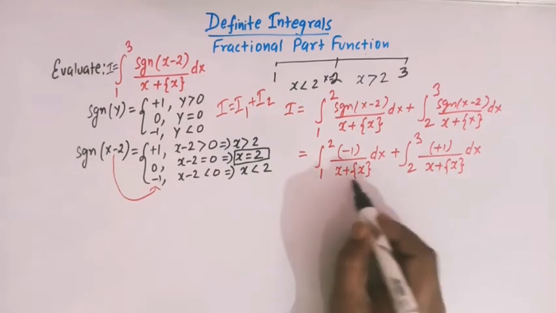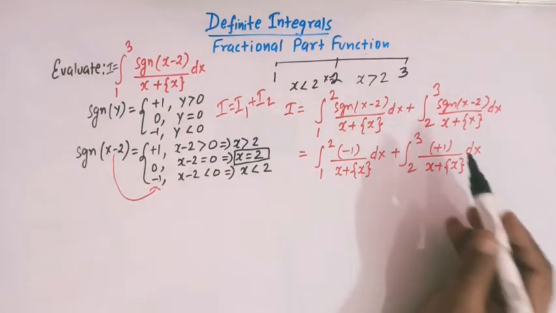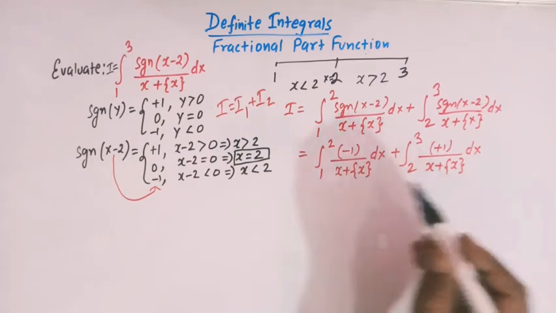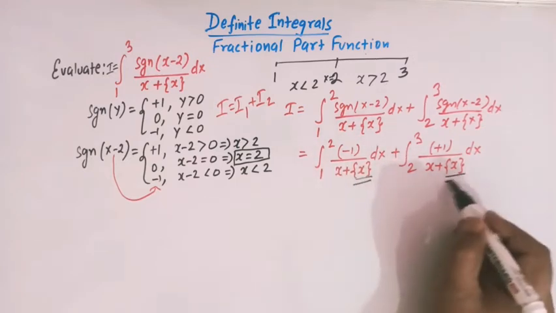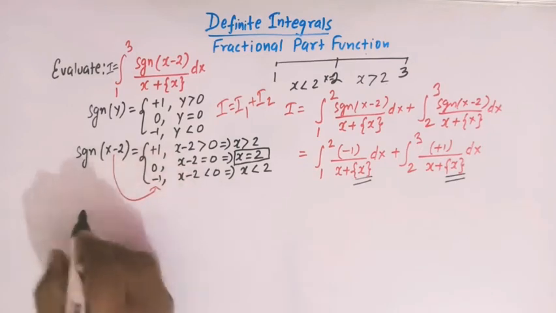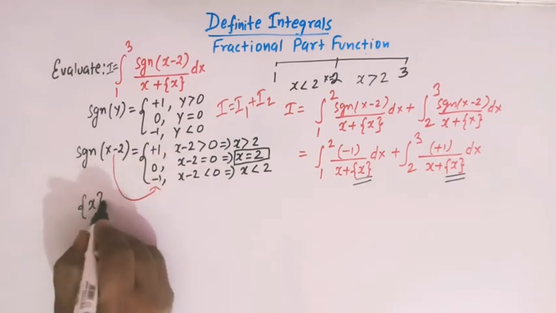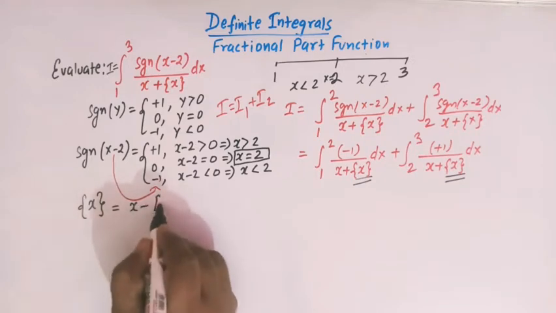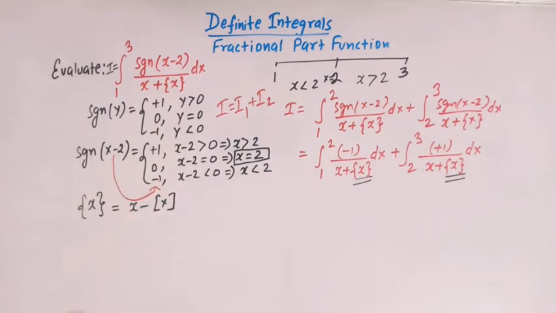Now let us apply the definition of fractional part function. Here we have the fractional part of x, and we know that the fractional part of x can be written as x minus greatest integer of x.